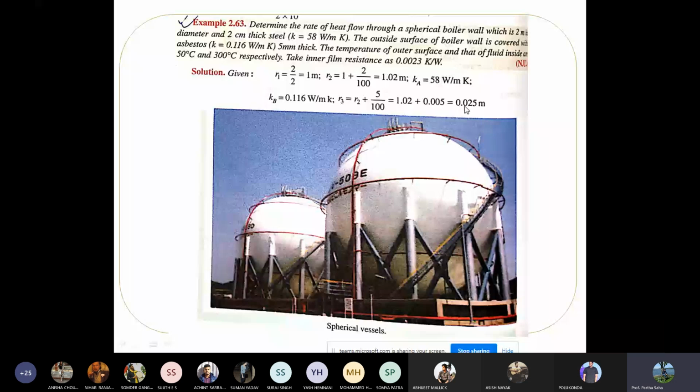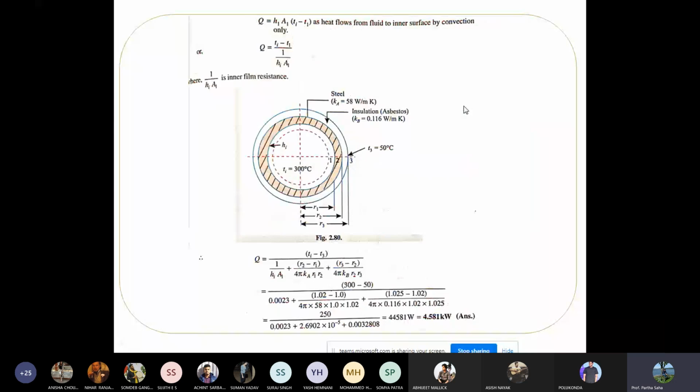So Q will be h1 A1 (T1 minus Ti), as the heat flow from fluid to inner surface by convection. Or Q equal to (T1 minus Ti) divided by 1 by Hi A, similar, right? Where 1 by Hi is the inner film resistance. You can see this has 3 layers. Inner is the steel, and then there's an insulation, right? And then hot fluid flowing in the boiler at 300 C. R1, R2, and R3 are given.